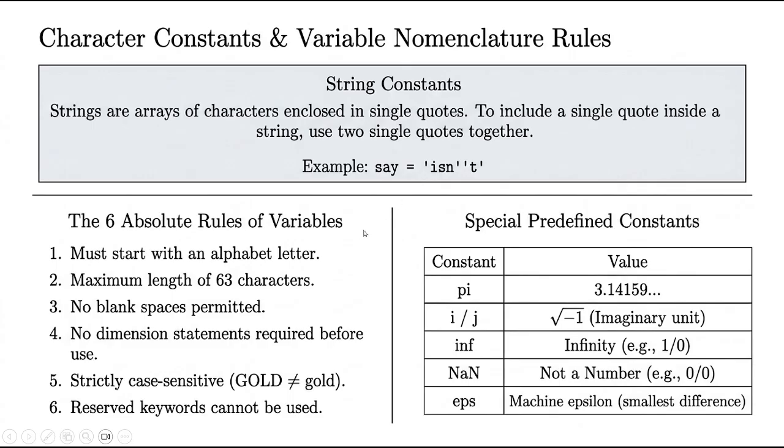So we'll be coming to some problems. Character constants are variable nomenclatures. Strings are arrays of characters, and as we have discussed, MATLAB takes everything in the form of arrays. So strings are arrays of characters enclosed in single quotes. Okay, so to include a single quote inside a string, we use two single quotes together, as you can see in this example.